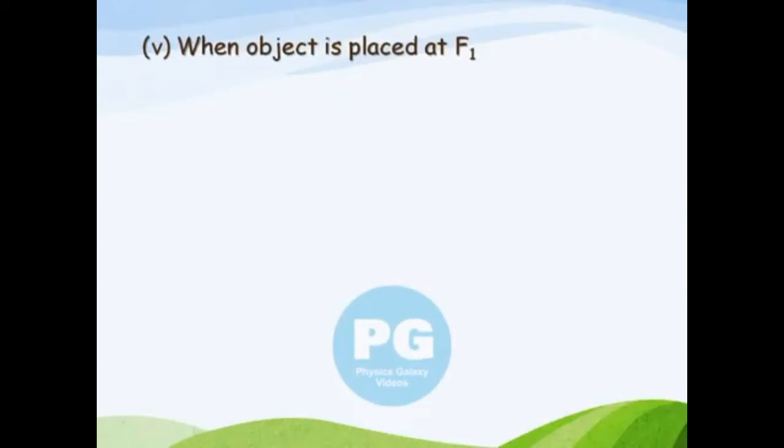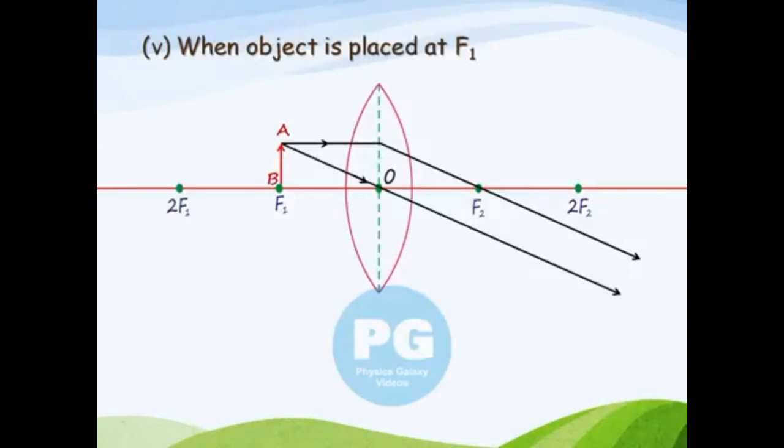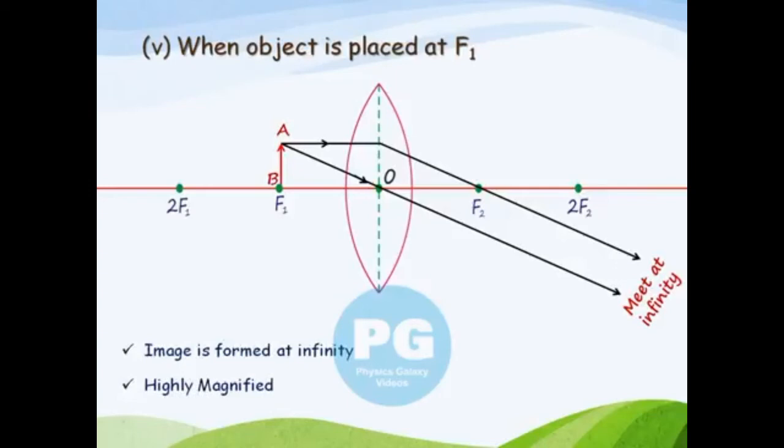When object is placed at F1, the same object AB is now placed at F1. A ray of light parallel to principal axis will pass through the principal focus on the other side of the lens, and the second ray of light, which passes through optical center, will go undeviated. We see that these two refracted rays are parallel to each other, so they will meet at infinity. So we say the image is formed at infinity, and it will be highly magnified. Here we will not talk about real or virtual, we will just say the image is formed at infinity, which is highly magnified.